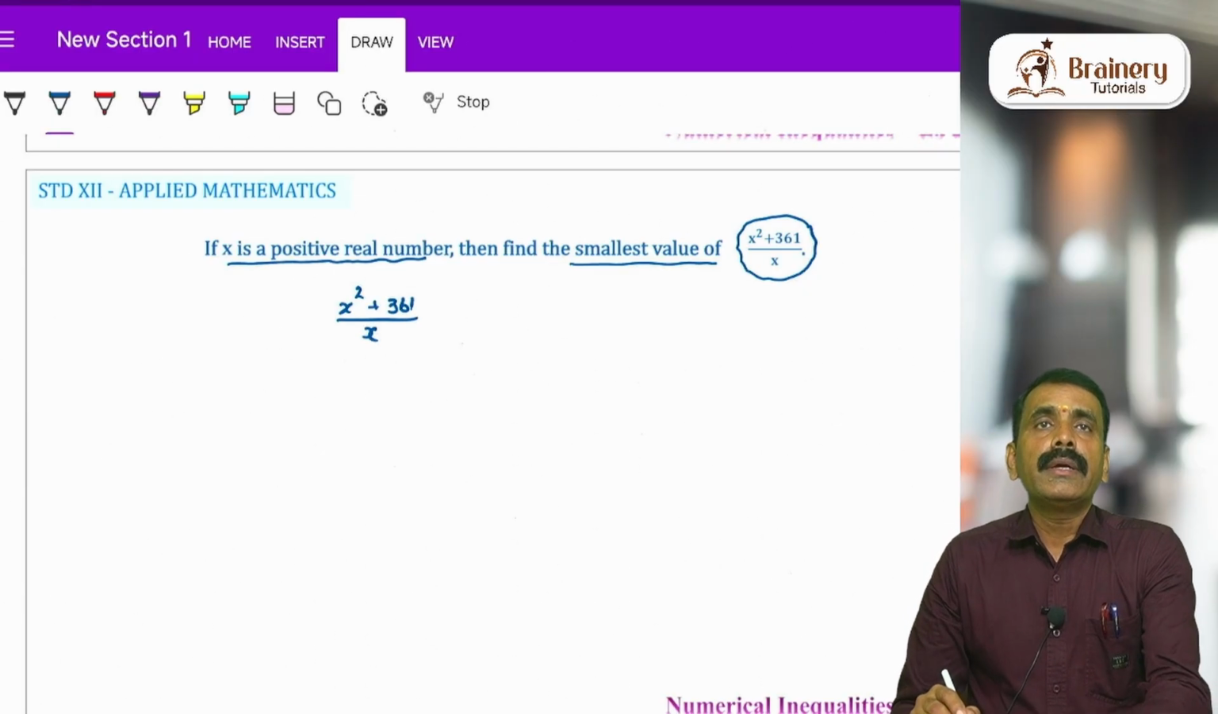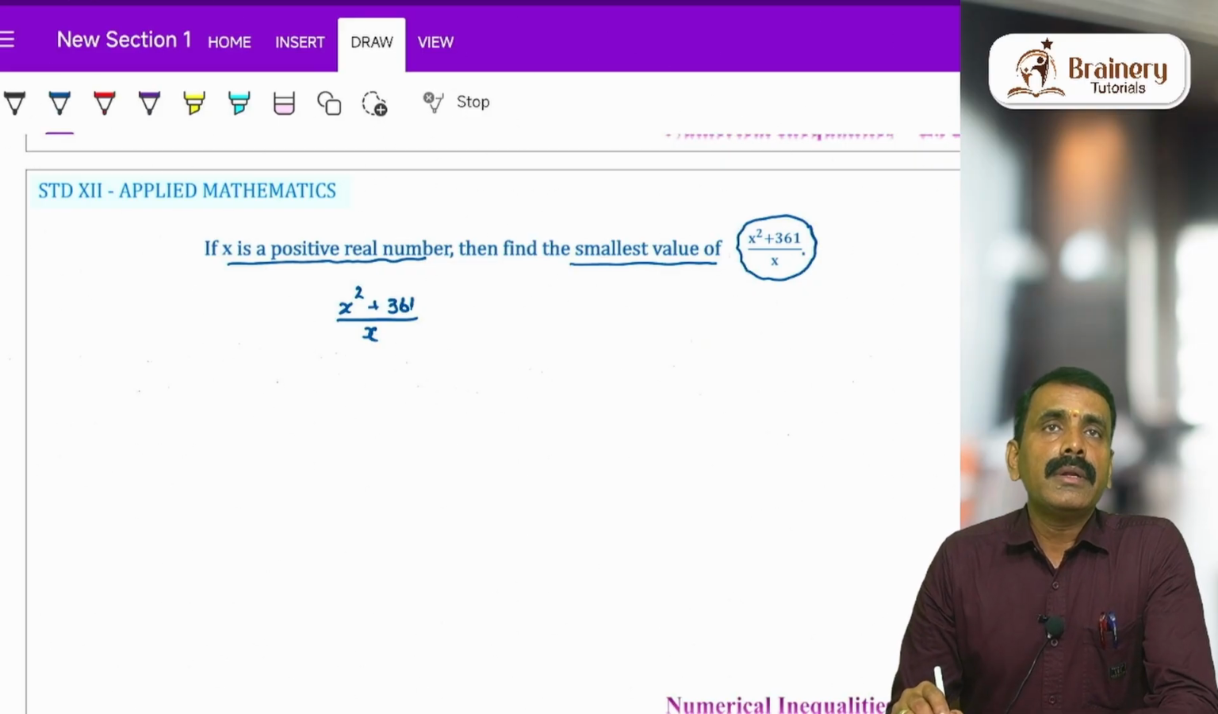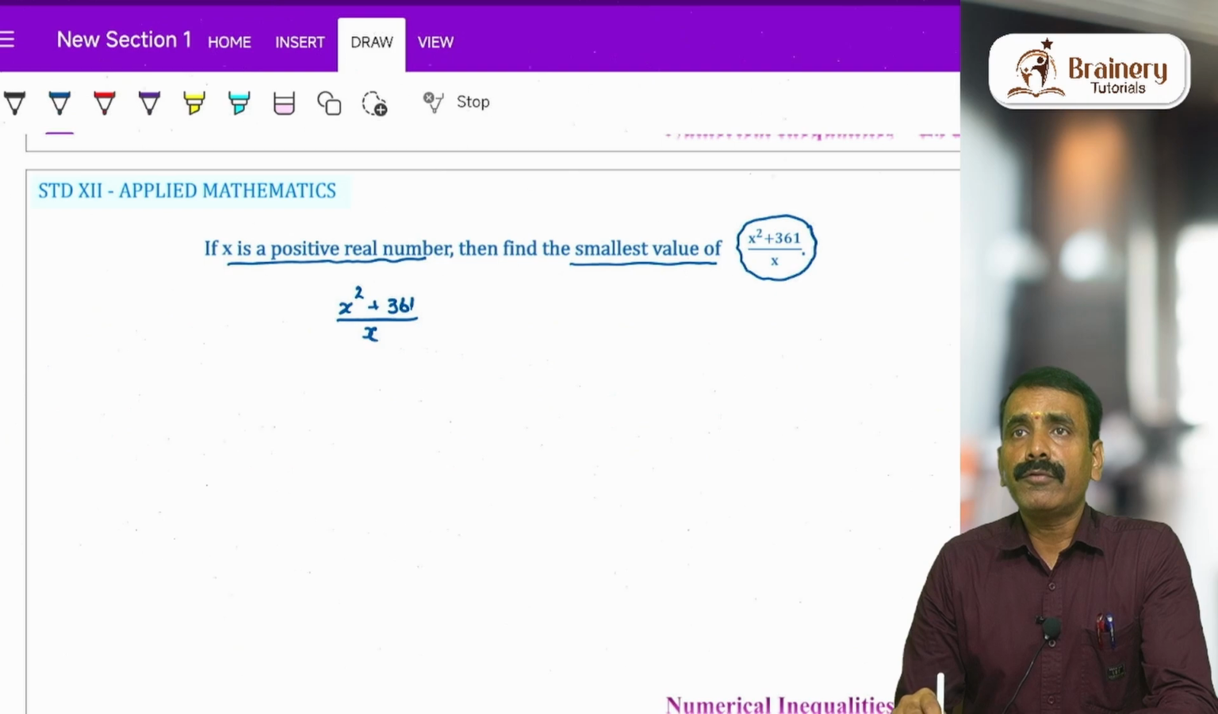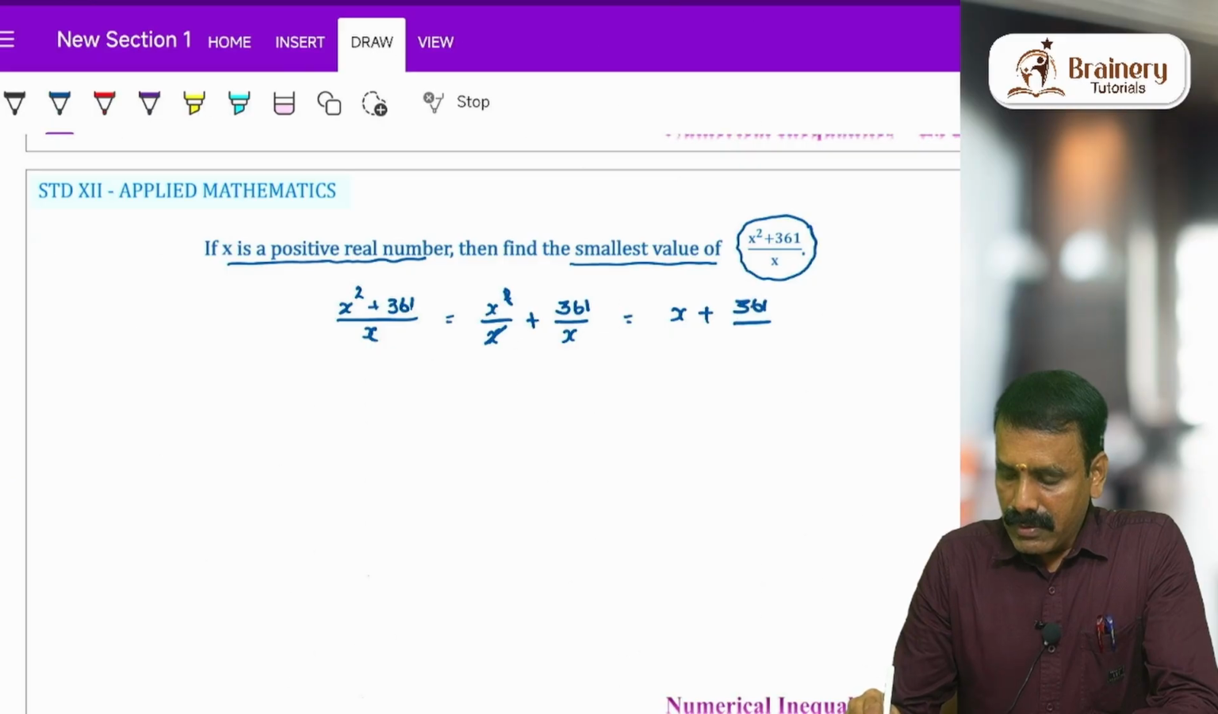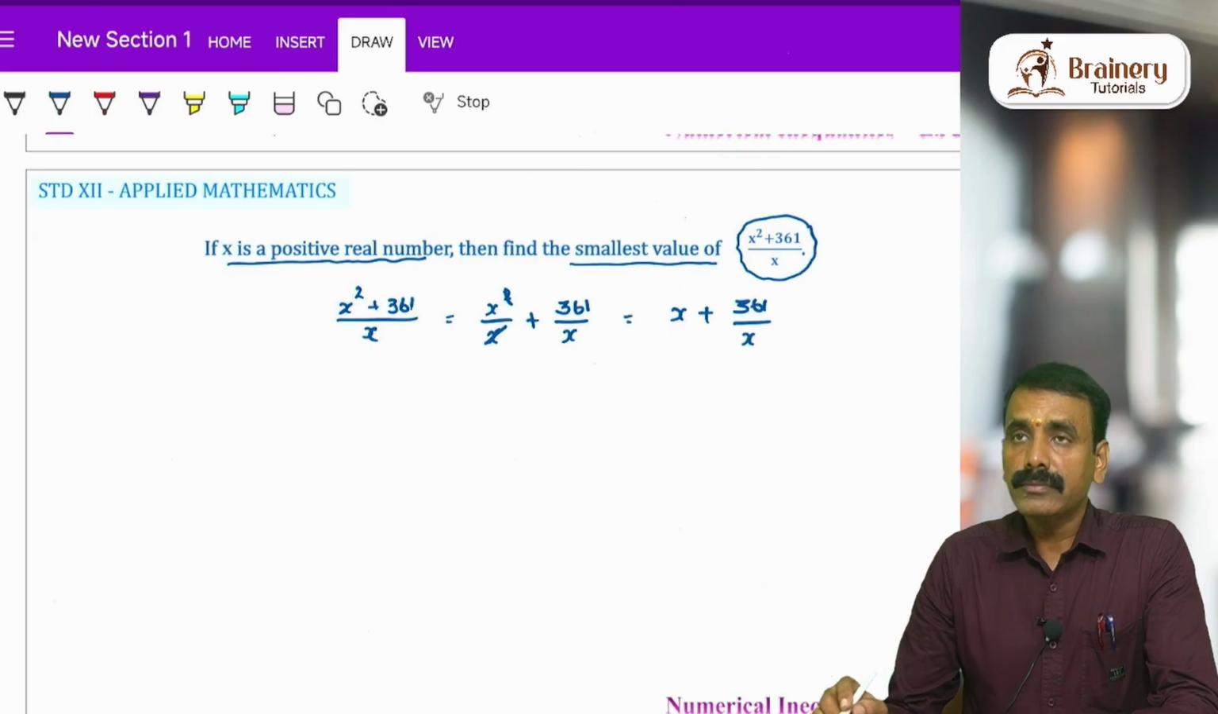For applying the arithmetic mean, geometric mean inequality, we must have two numbers. So we try to write this as a sum of two numbers. So this I will take as x square by x plus 361 divided by x. So this is nothing but x plus 361 divided by x. Is it clear?